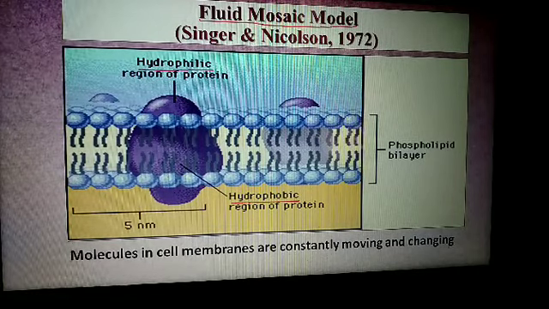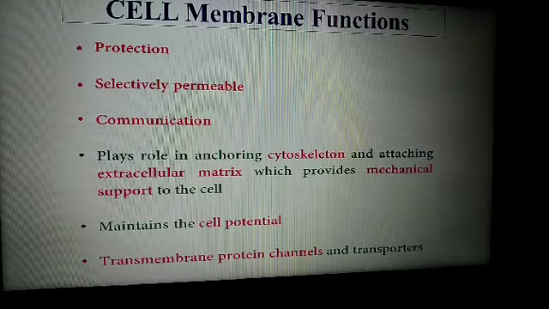Coming to the main slide, that is cell membrane functions. So what are the different functions performed by the cell membrane? What does the cell membrane actually do? The main function of the cell membrane is protection. It protects the cell from the outside environment. That is the main function. And the second function is that it is a selectively permeable membrane.